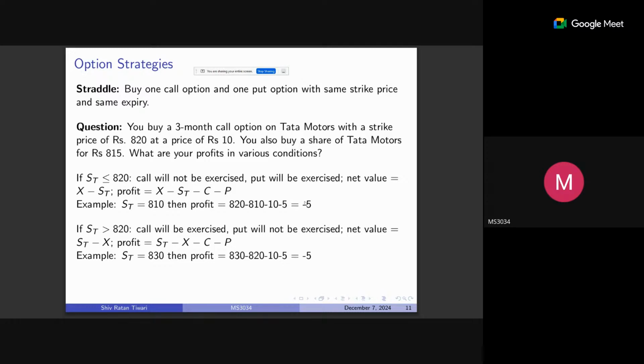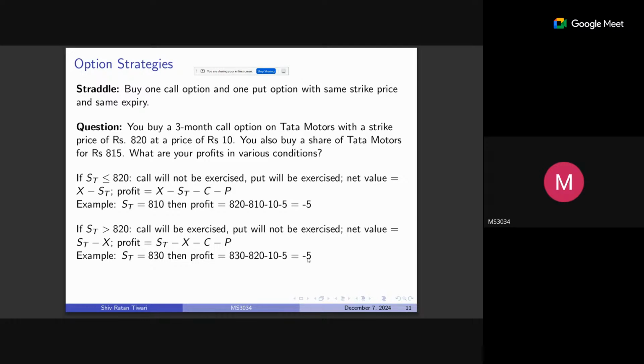At the same time, if your share price is more than 820 at expiry, then you will exercise your call option but you will not exercise the put option. So the net value in this case will be ST minus X, and the profit will be ST minus X minus the premiums which you paid. For example, if your share price on expiry is 830, then 830 minus 820 minus 15, that is minus 5.